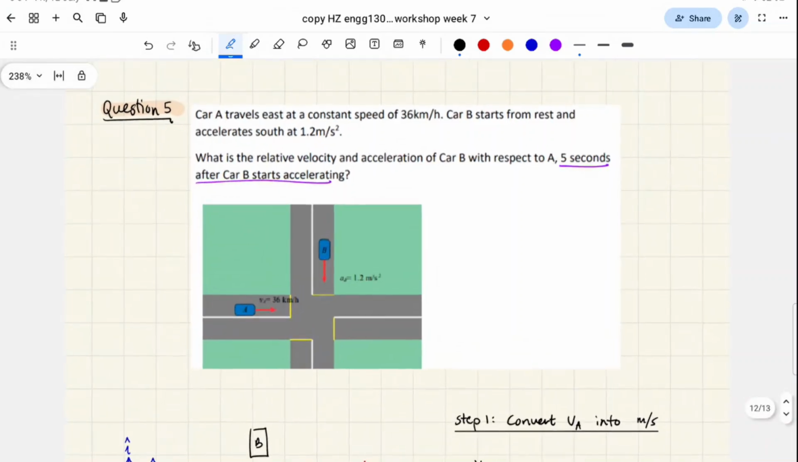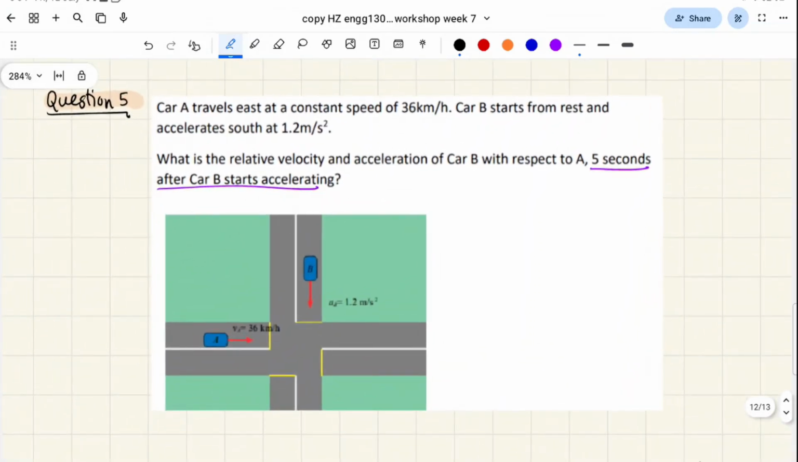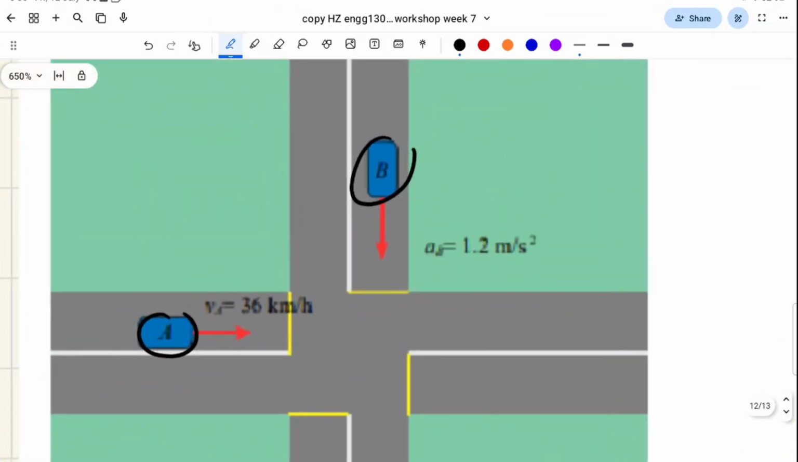Okay, so we have two cars here. Car A is this one on the left. It travels due east at a constant speed of 36 kilometers per hour. Car B starts from rest, that's car B there, and accelerates south at 1.2 meters per second squared. What is the relative motion, velocity and acceleration of car B with respect to A 5 seconds after car B starts accelerating? Okay, so just looking at these two and these numbers that you can see, what's the first thing you should do?